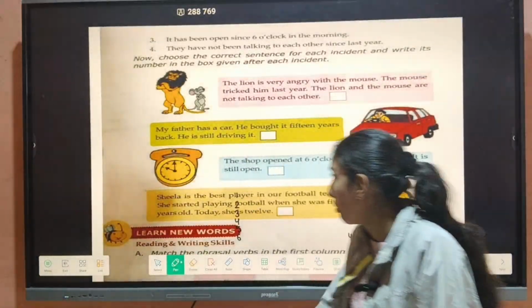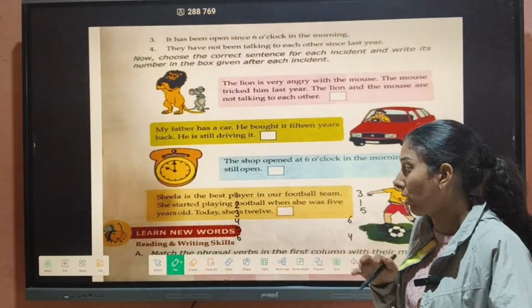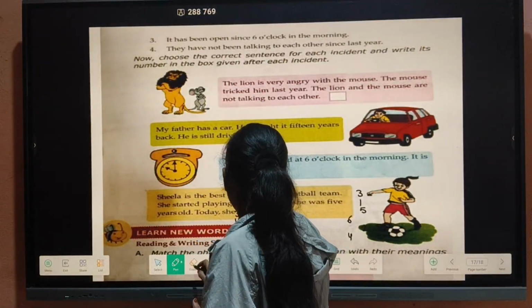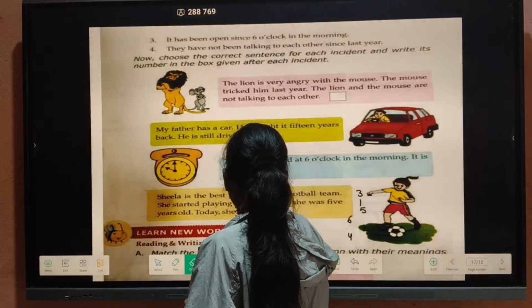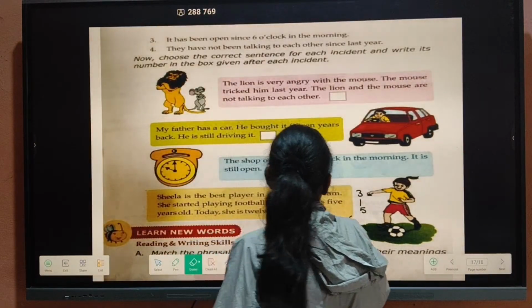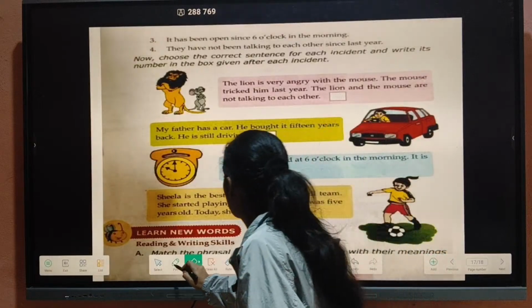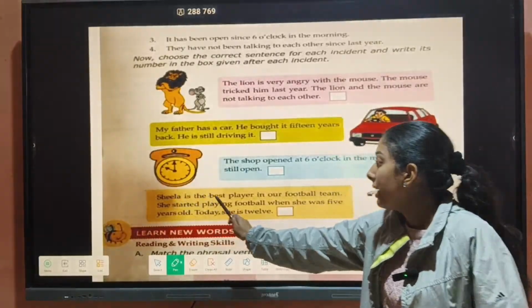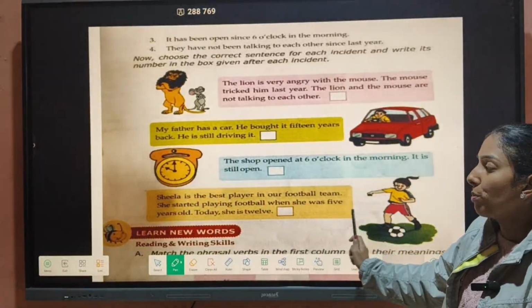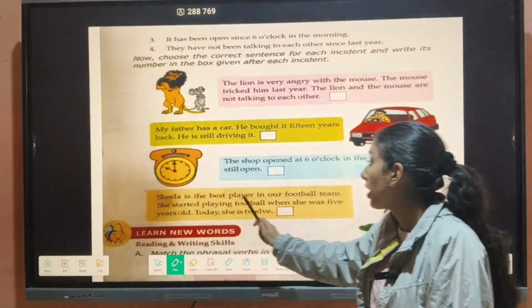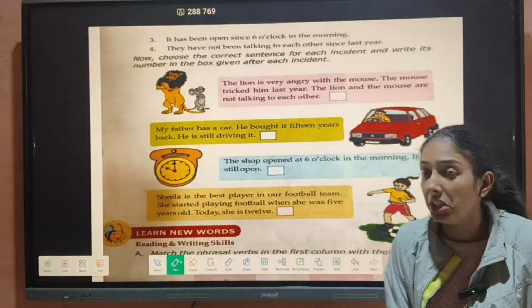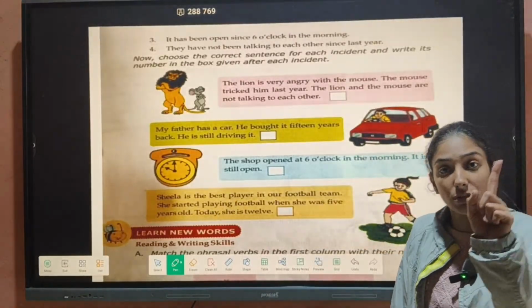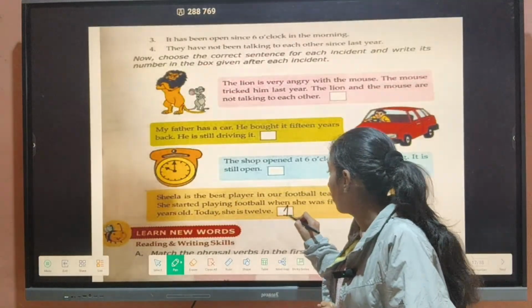For each incident, a box is given, and you have to fill in the number according to it. So beta, see here. Sheila is the best player in our football team. She started playing football when she was 5 years old. Today she is 12. This was incident number 1.